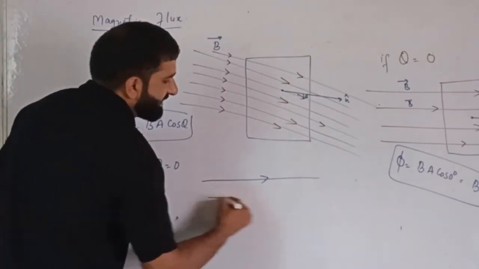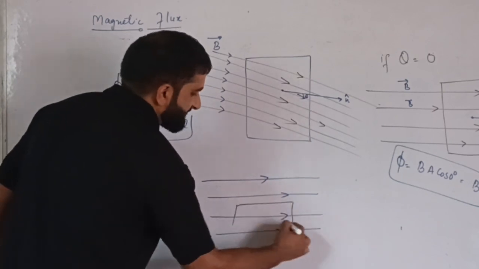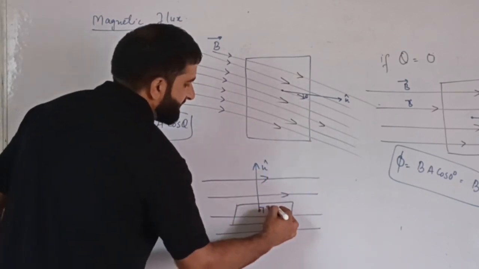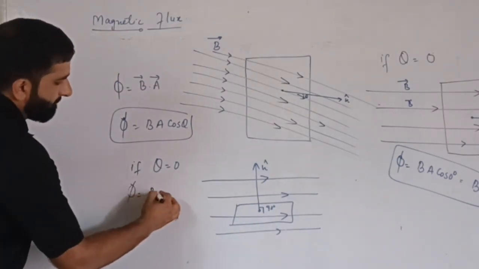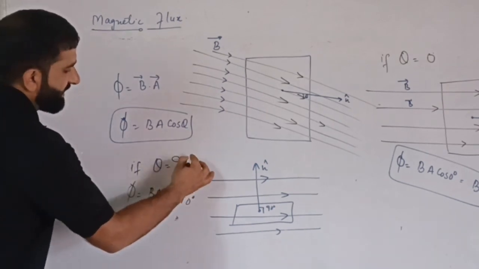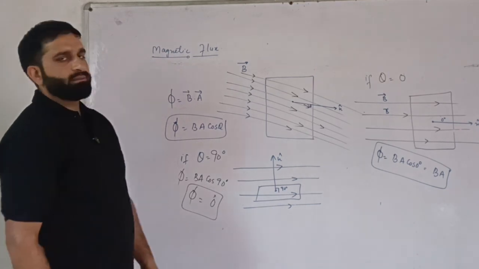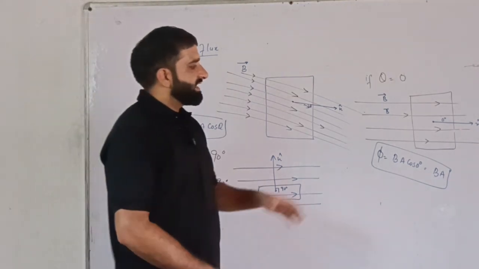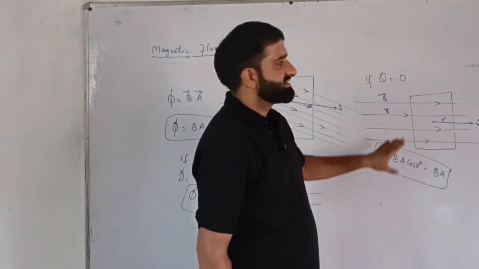Now we have magnetic lines of force here, and we have the plane of surface like this. So the area vector makes an angle of 90 degrees with the magnetic field lines. So we have phi is equal to BA cos 90 degrees. So phi is equal to 0. That means the number of field lines passing through this area is equal to 0. So flux is equal to 0. Here we have got maximum flux because all the magnetic lines of force are passing through this area.